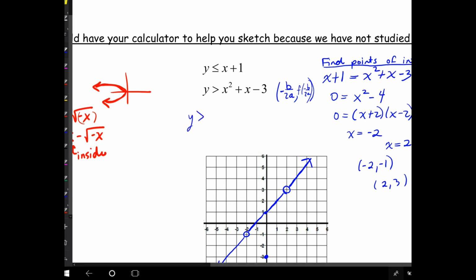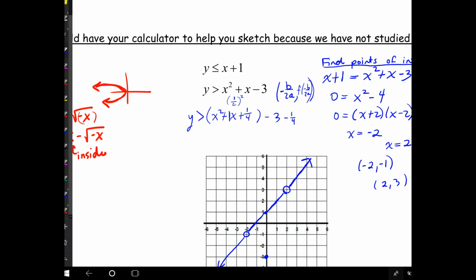You could even complete the square. Do you guys remember taking half of the middle term and squaring it? So if this middle term is 1, I would take 1/2 and square it, add 1/4, and I have to subtract 1/4 over here to keep it balanced. This is all just review because the final's coming up. You could have used a calculator for this.